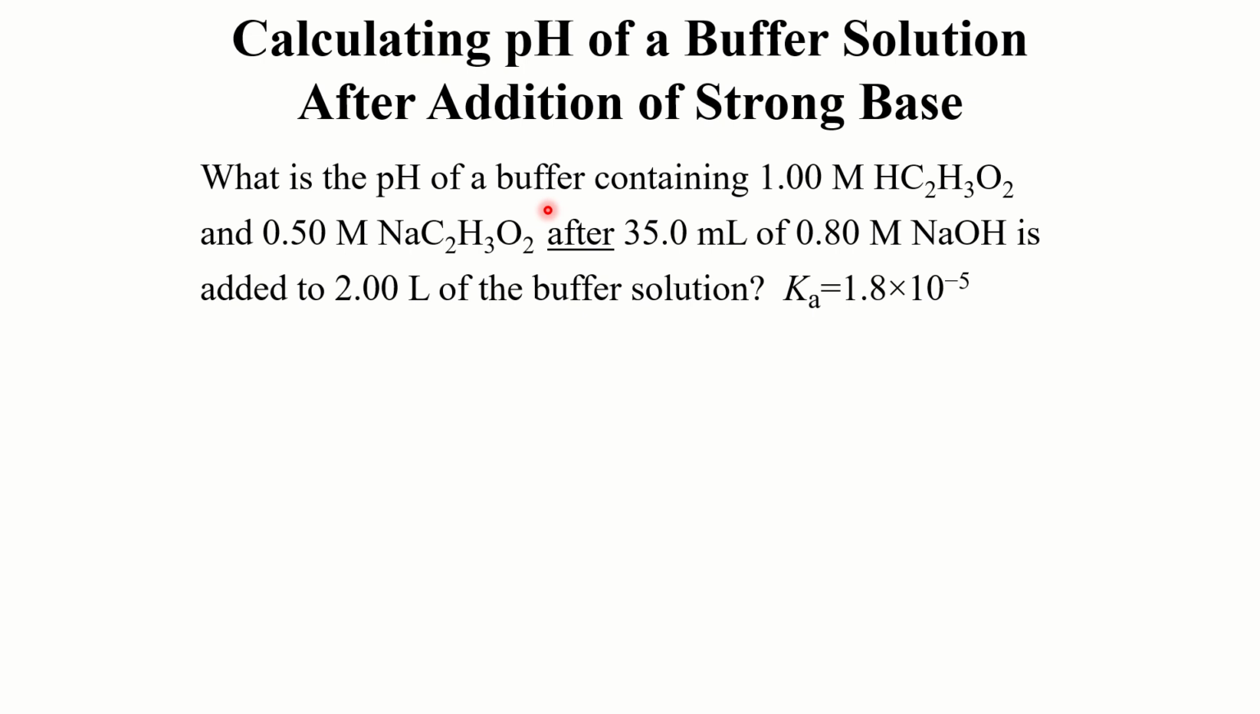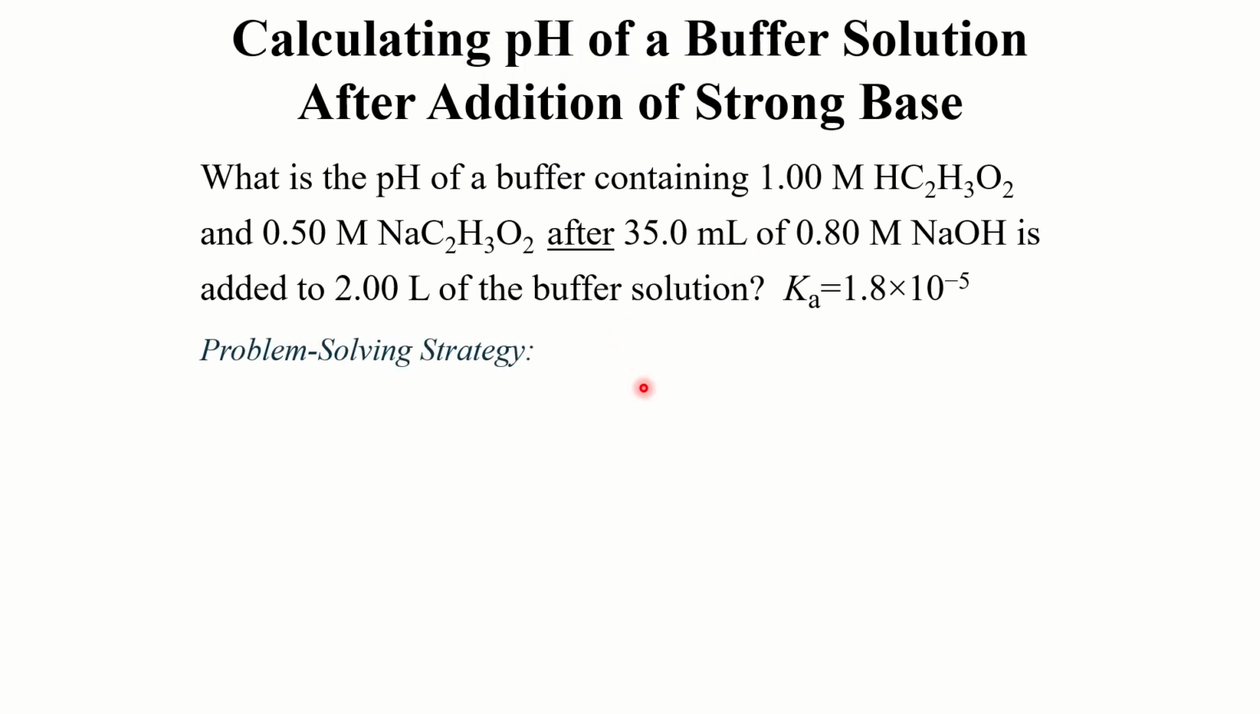All right. Now let's look at a problem where we are going to calculate the pH of a buffer after the addition of strong base. This problem states, what is the pH of a buffer containing 1 molar acetic acid and 0.5 molar sodium acetate after 35 milliliters of 0.80 molar NaOH is added to 2 liters of the buffer solution?